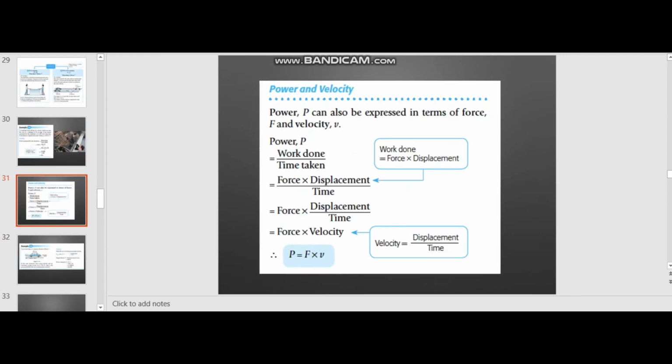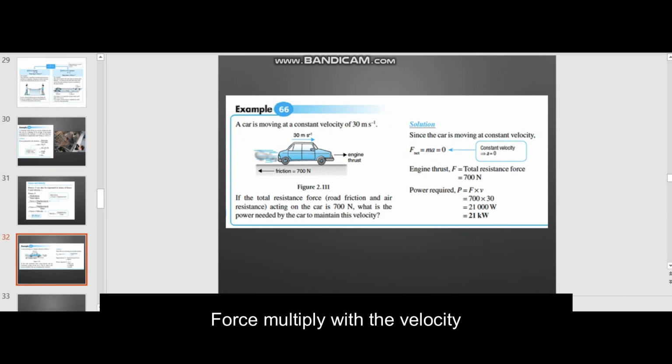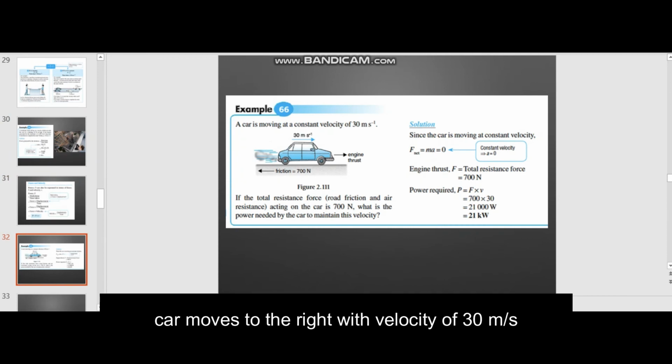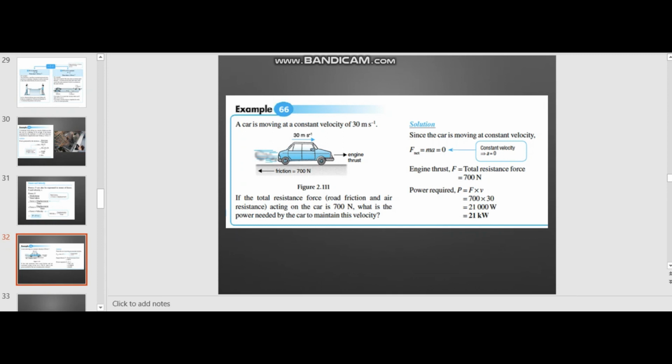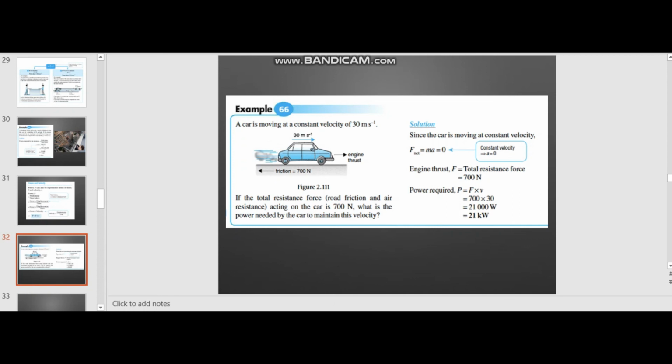So power is equal to work done over time taken, and if we derive again, we could get the power P equal to F times V, which is force times velocity. As for example, a car moves to the right with a velocity of 30 meter per second and a friction of 700 Newton acting on the opposite side. How to solve this question?